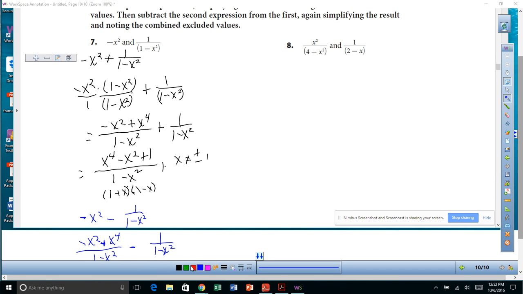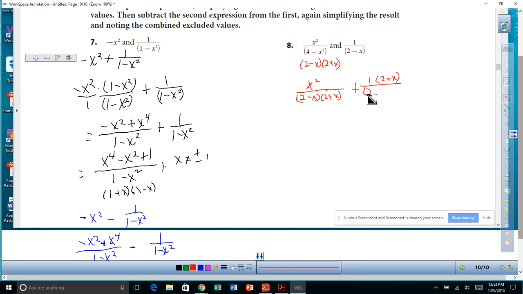All right, let's go over here and try this one. You got 4 minus x squared. Might want to factor. This is going to be 2 minus x, that's going to be 2 plus x. Okay, so to add them, I've got x squared over 2 minus x times 2 plus x. Notice that I factored the denominator. Plus 1 over 2 minus x. Well, this has a 2 plus x, so you're going to have 1 times 2 plus x over 2 minus x times 2 plus x.